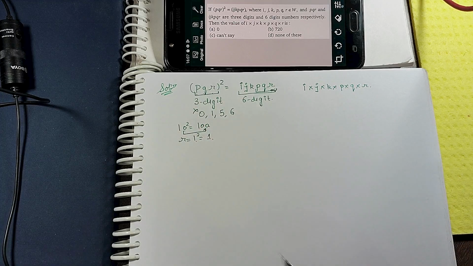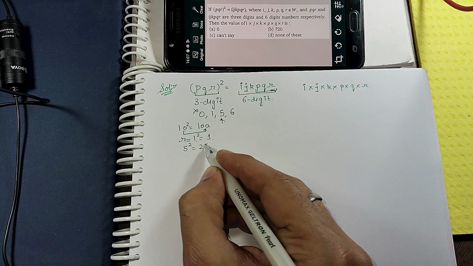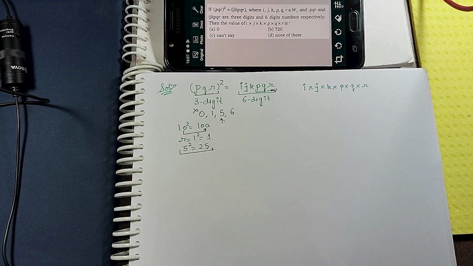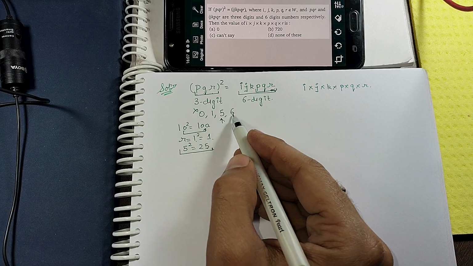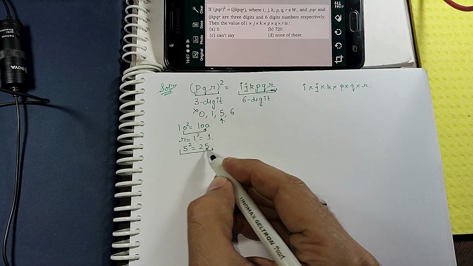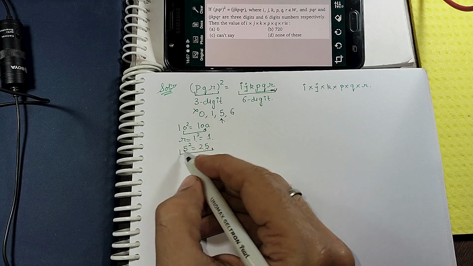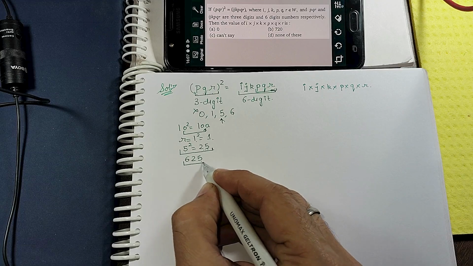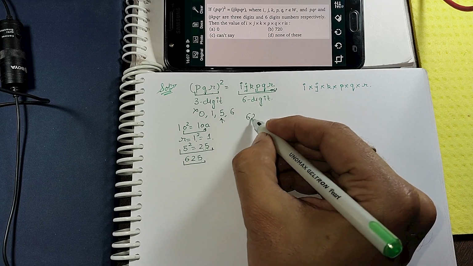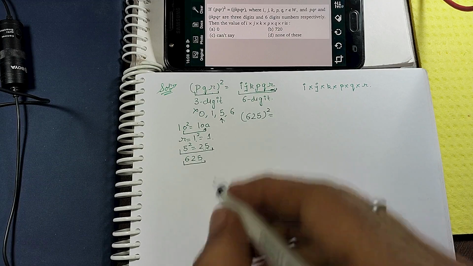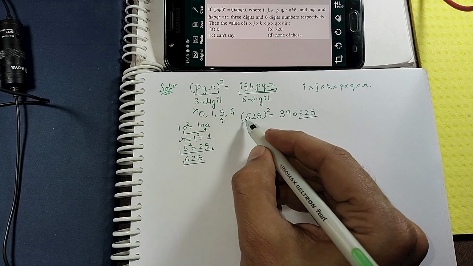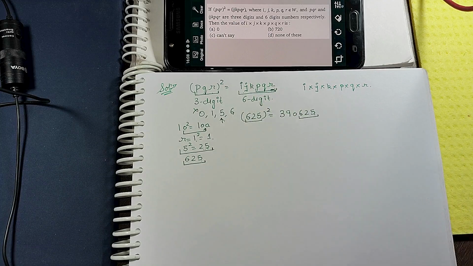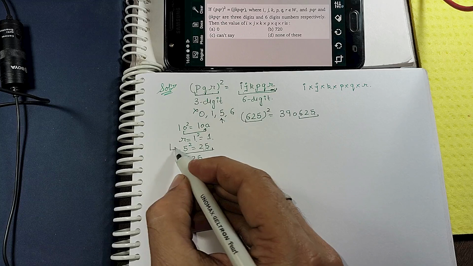But we don't know the value of p and q. So 5 square will yield me 25. Now since this is a 3-digit number, I need to have one more value over here. So if 5 square is yielding me 25, I suppose the value to be 625. Now 625 whole square is basically equal to 390625. You see that the last 3 digits are the same as PQR, so this is what is given to us. So how I found it: this is basically 5 square, 25.